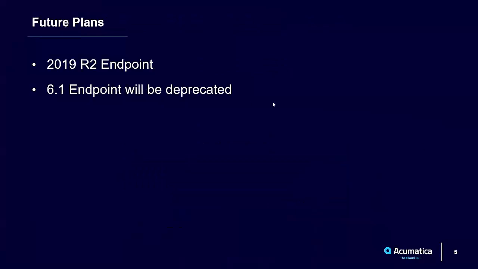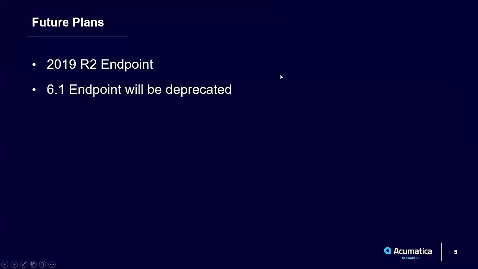Let's touch on our future plans. In Acumatica 2019 R2, we are going to introduce a new default endpoint that will be called 19.2. It will include several improvements. It will include more fields than the current one has, and it will also include a new system contract. This new system contract will allow you to execute more great things in Acumatica.